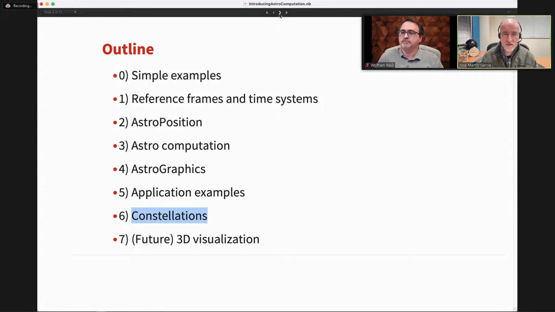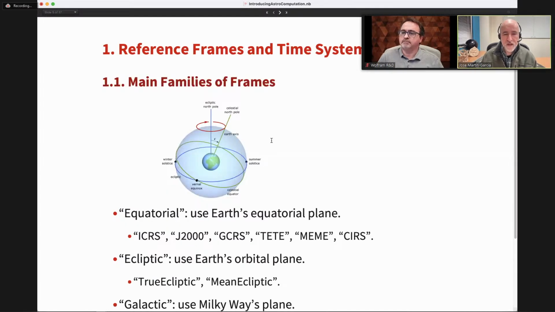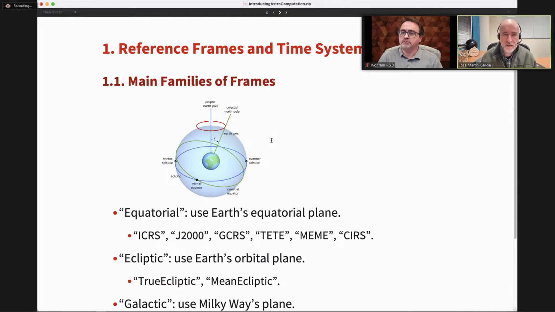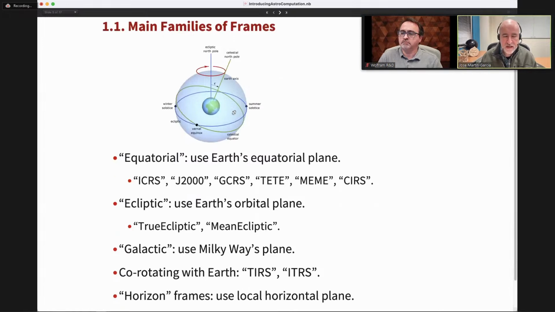So let's go ahead. In order to perform very precise computation, the sort of computations that are used in modern astronomy with precisions of milli-arcseconds or even better, we need to be very specific about which frames we are using. These frames are always associated to either the Earth or some important planes and directions in the sky, etc. Here we have a representation of, in blue, the ecliptic plane. In green, we have the equatorial plane of the Earth.